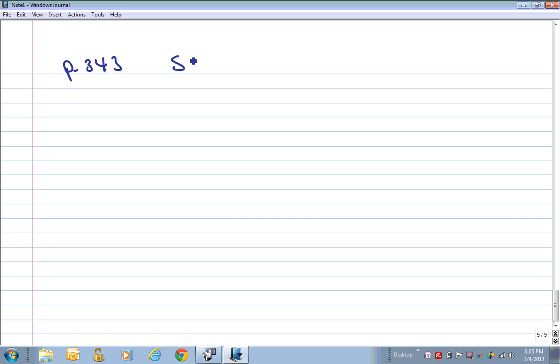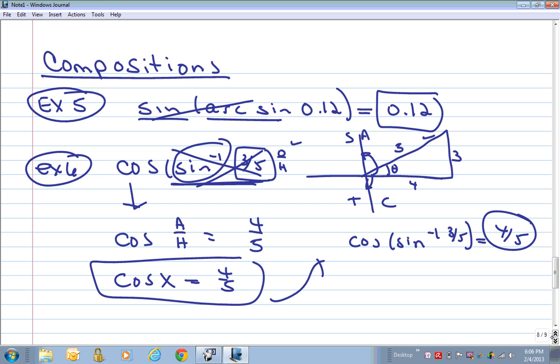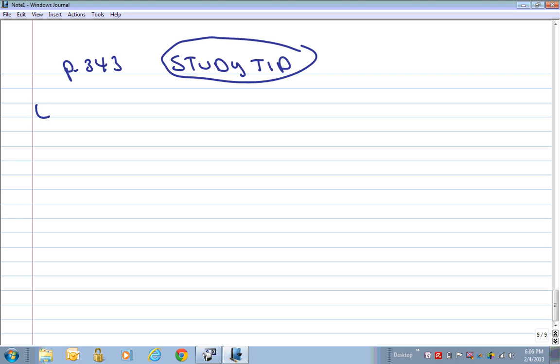There's a study tip. I want you to read the study tip, and I want you to write that study tip on your notes at the bottom. Write study tip, page 343, and write the study tip down. It will help you quite a bit when you are evaluating these trig functions. All right, last example. This would be, I think, example 7.